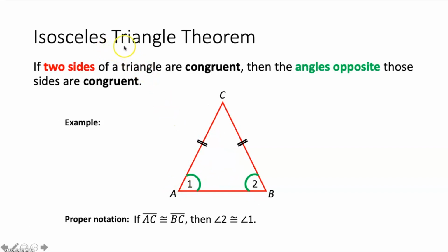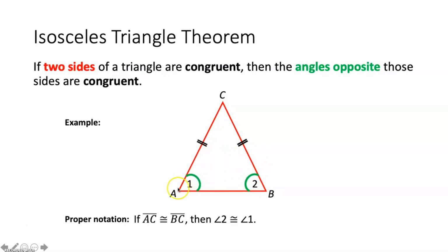The isosceles triangle theorem says if two sides of a triangle are congruent, then the angles opposite those sides are also congruent. In our isosceles triangle right here, we just said our base angles are the angles that are formed by the base and one of the legs. So those base angles are actually going to be congruent in an isosceles triangle. And it makes sense, right? Because the sides opposite them are also congruent.